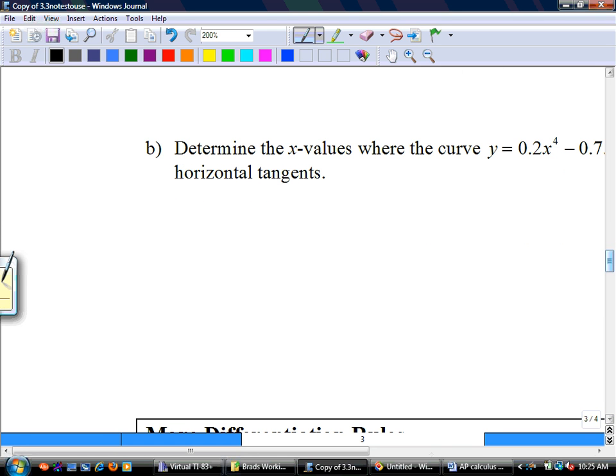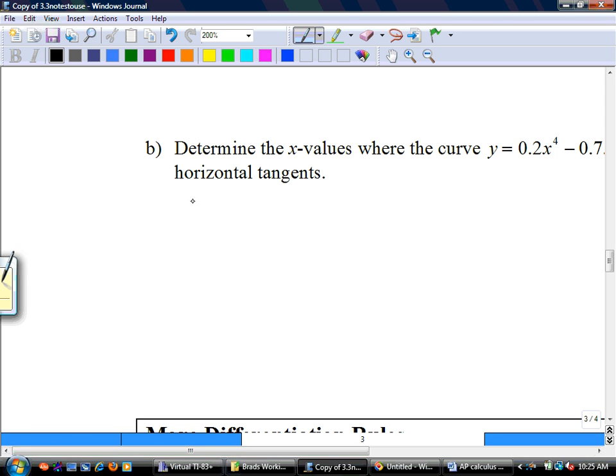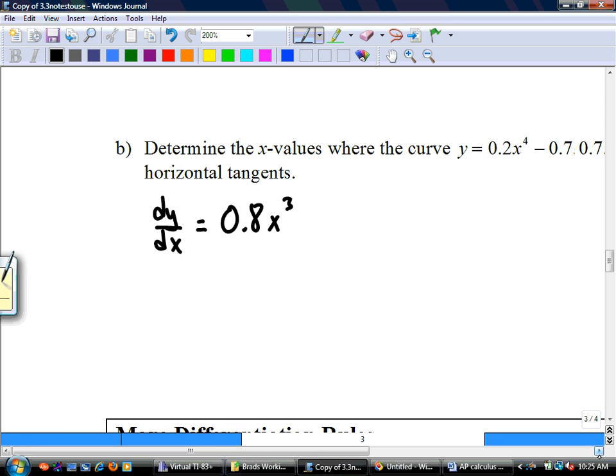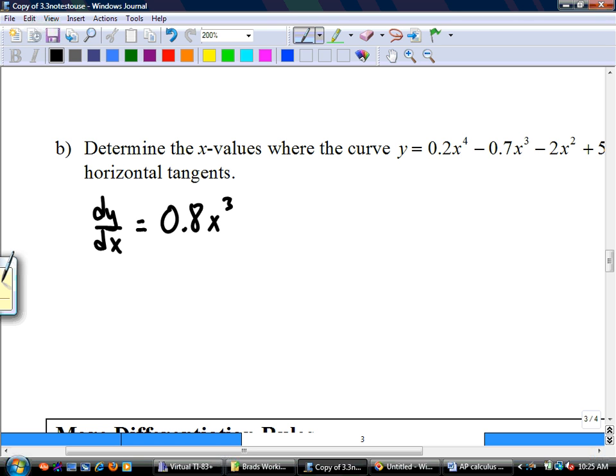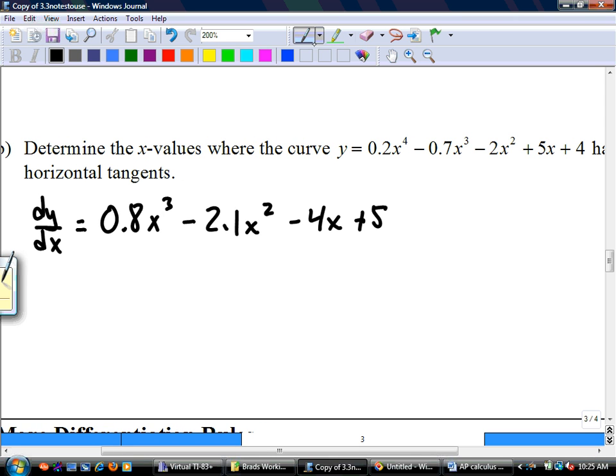Anyways. Determine the x values where the curve has horizontal tangents. Okay, so what's the derivative? Sure, I was just going to say 0.8. And then what's the next one? Right? Okay, factor it.